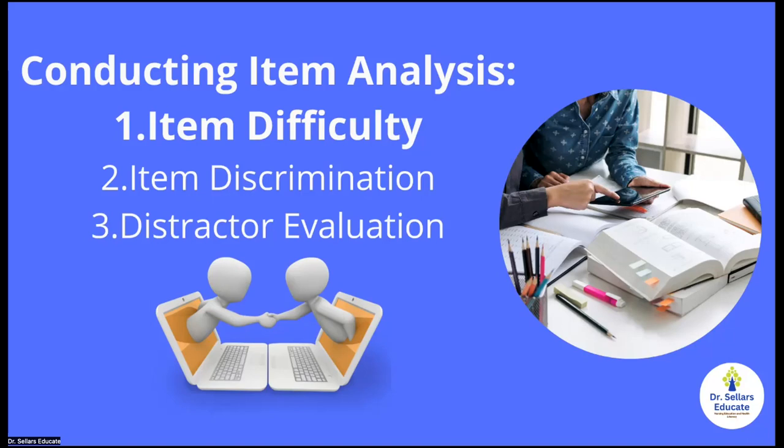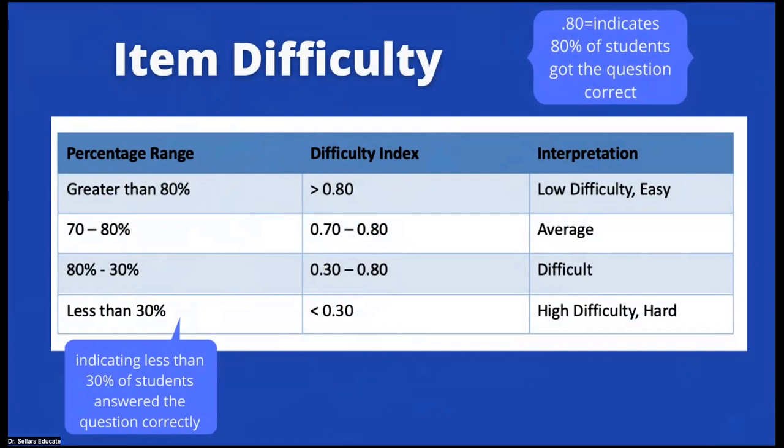Okay, and in this snapshot, we're going to close out our series looking at item difficulty. What story does item difficulty tell us? Well, it tells us the percentage of students who chose the correct answer, and it is on a scale of 0 all the way up to 1.0. If we have item difficulty of less than 0.30, then that means that it was a really hard question, because only 30% of the students chose the correct answer. As opposed to 0.7 to 0.8, then that's seen as average because that means 70 to 80% of the students chose the correct answer.